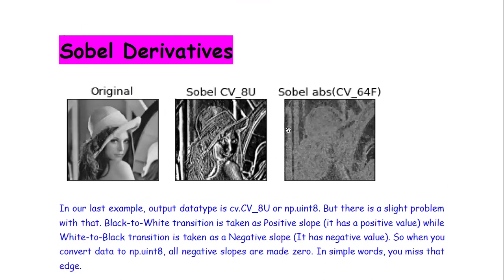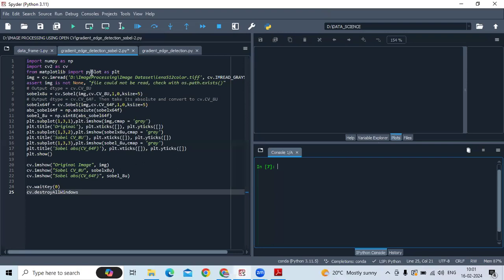Well, it will be more clear if I show you the implementation part, and for that, I'm going to open Spyder. You can see here, import numpy as np for array-based operations, import cv2 as cv for OpenCV. And then we need plotting, so from matplotlib, import pyplot as plt. Now, this is the original image.